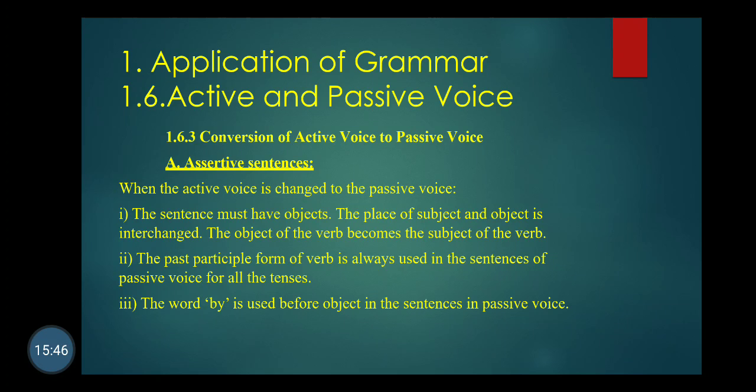Have you got it? Structure: active voice is subject plus verb plus object or complement, and passive voice is subject plus to be plus verb past participle plus by plus object. Have you got it? Okay. In the next video we will discuss interchange, conversion from active to passive or passive to active. First assertive sentences, then interrogative, and then imperative. Hope you can understand it.